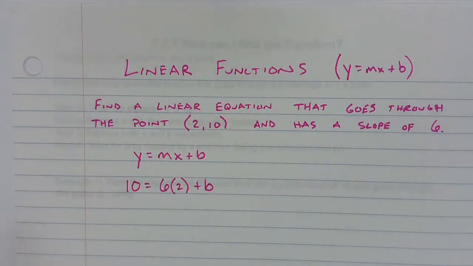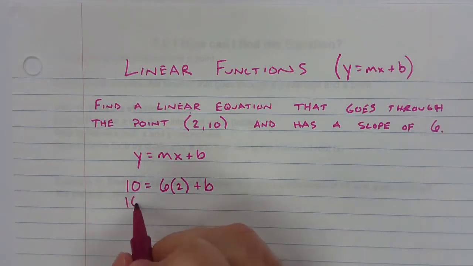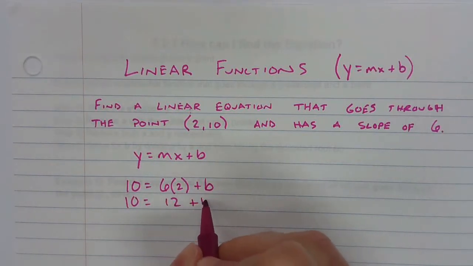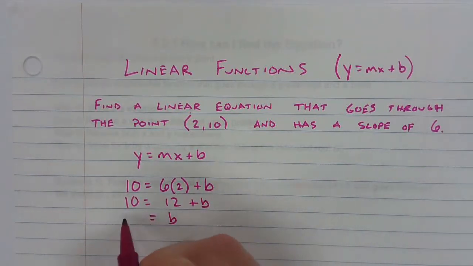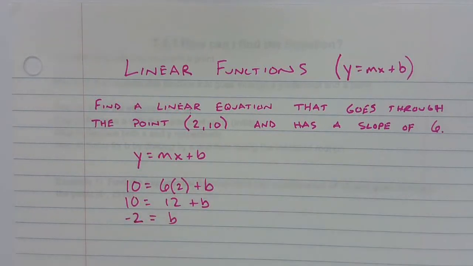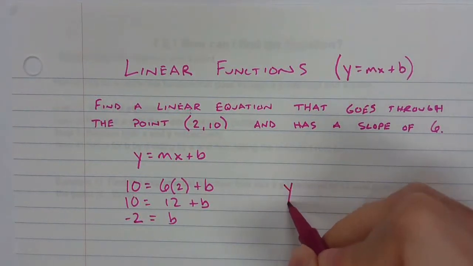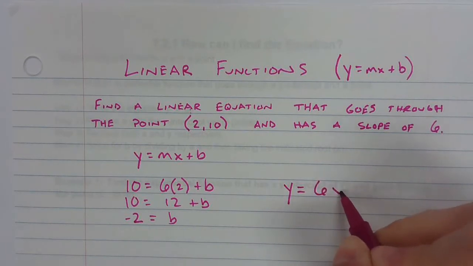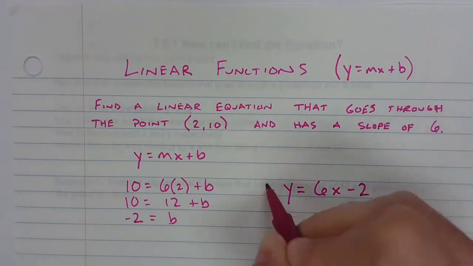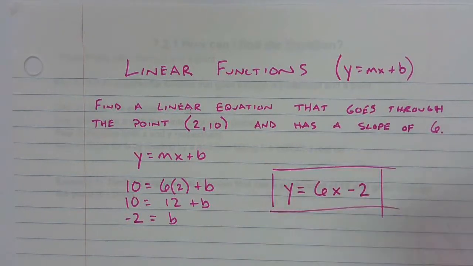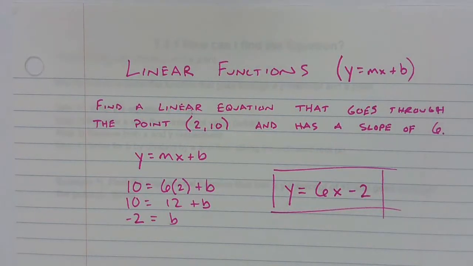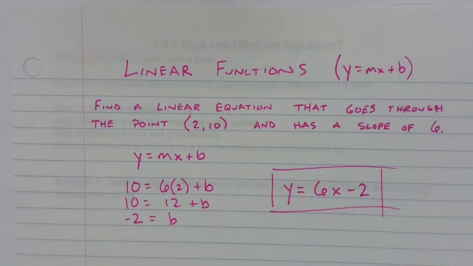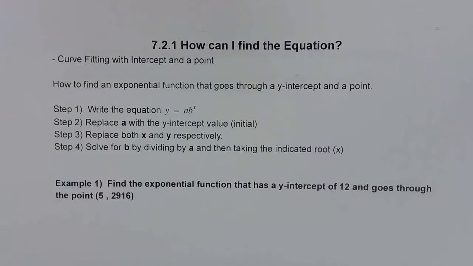And then we went ahead and solved for b. 10 equals 12 plus b. b equals -2. So we have m, we have b. We would write our equation as y equals 6x minus 2. And that's how we found our linear equation if we knew the slope and we were given a point. So let's look at how we would do this with an exponential function given the same information.